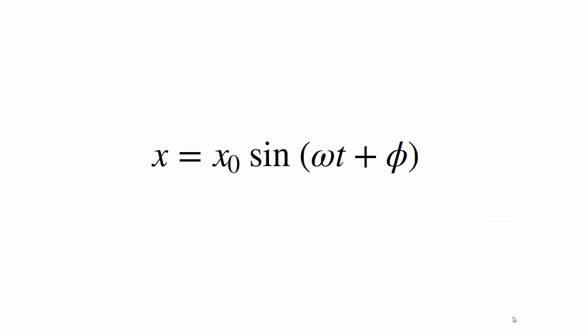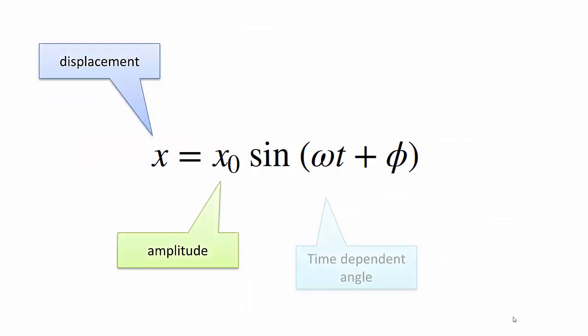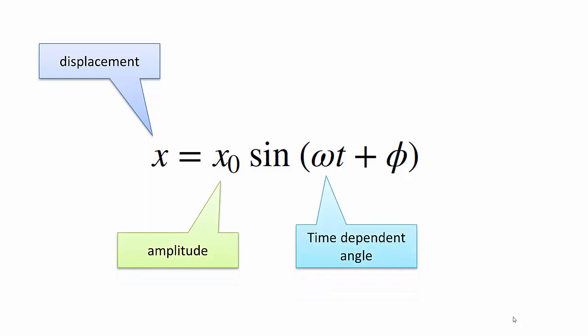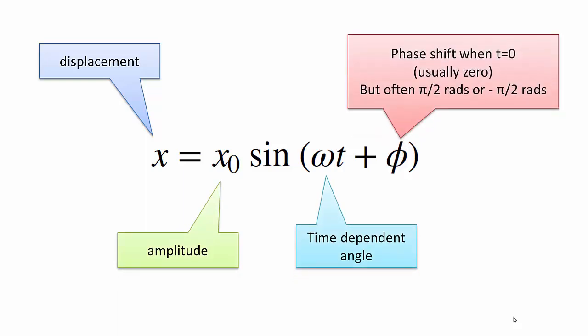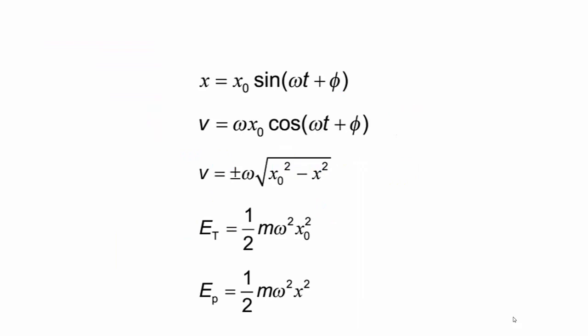To just quickly review that, x is the displacement, x naught is the amplitude, the omega t is the time-dependent angle, and phi is the phase shift, which is often 0, but sometimes not. But sometimes it's pi over 2 radians or negative pi over 2 radians, depending on the context of the question. But it also could be another value.